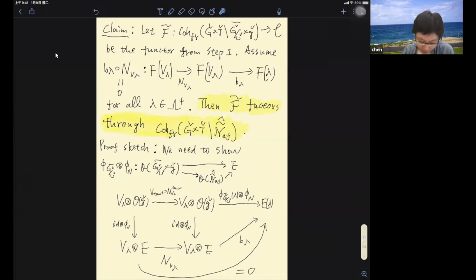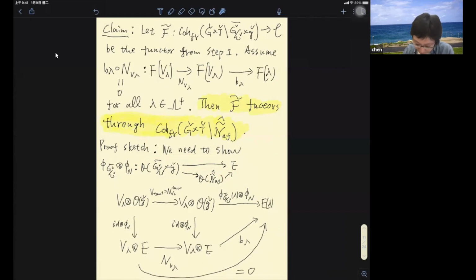And the proof is simple. Again, you can replace C by the category of modules over a certain algebra E. And our functor F tilde is induced by a map from the ring of functions on the product to E. And all you need to do is to show that this map factors through the ring of functions of this closed affine subscheme.